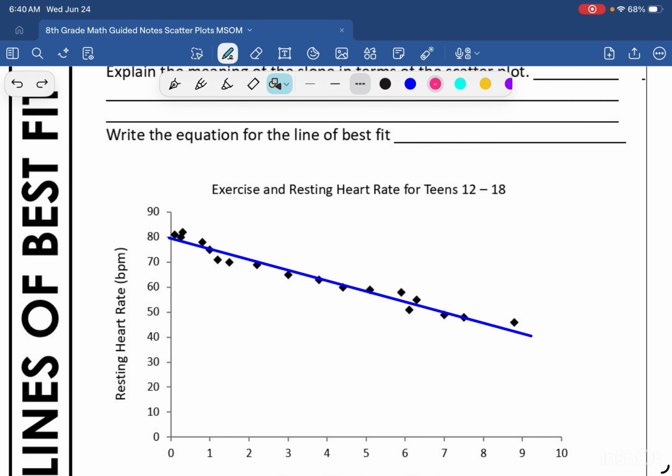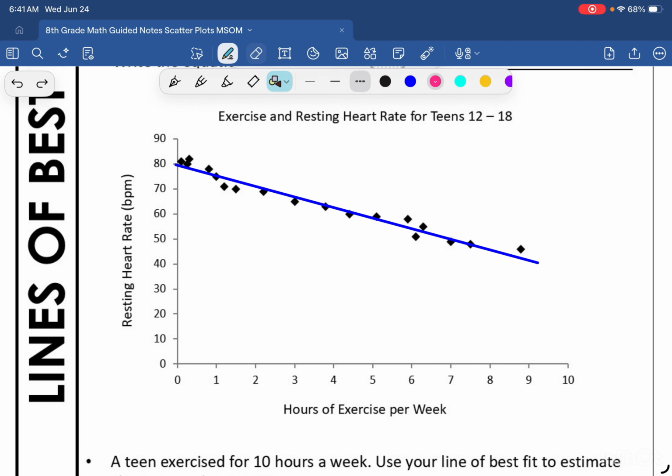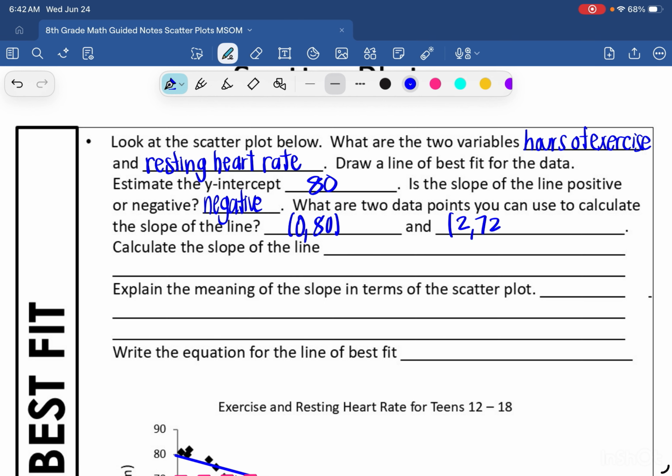I'm going to use my y-intercept as one of the points, so we'll say 0, 80. And then we need another data point. So we'll do about 2 and 72. Calculate the slope of the line. We will do change of y, so 80 minus 72 over change of x, 0 minus 2. 80 minus 72 is 8, and 0 minus 2 is a negative 2. So my slope is about a negative 4.